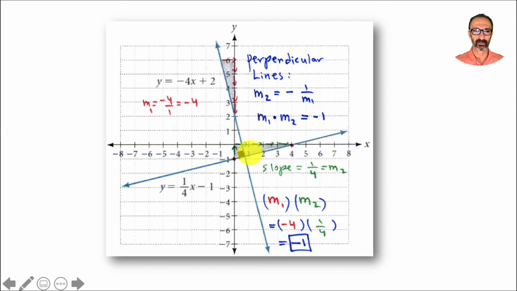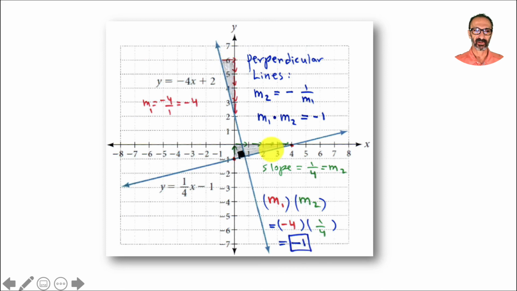Now this right here has its own slope in green, rising 1 and running 4. The slope is 1/4. I called it m2 as my second line. Here's my first line. Using red, I'm running 1 and I'm rising in a negative direction 4 units. As you can see, 1, 2, 3, 4. So it's -4 over 1, which is -4. But look at these two slopes. We have 1/4 and we have -4. They are opposite reciprocals. And if you multiply them, you should get -1.